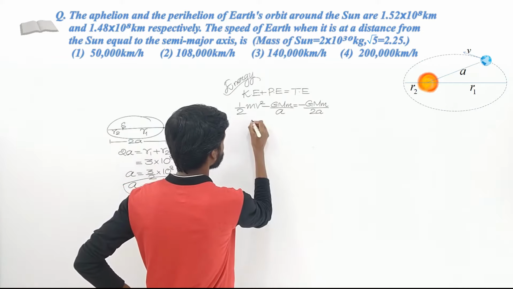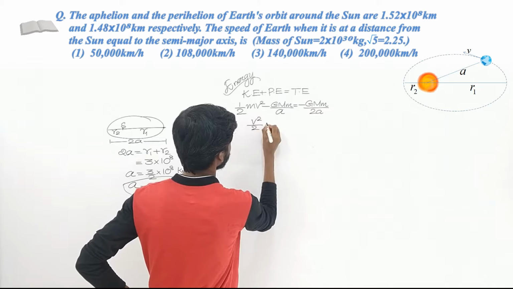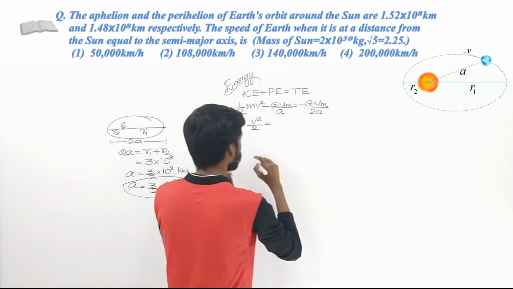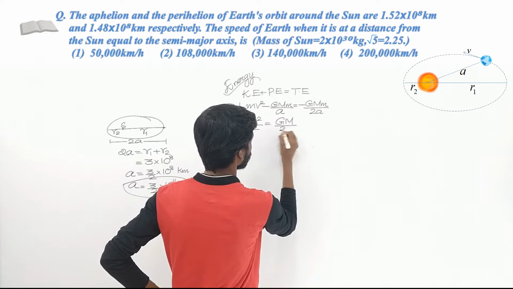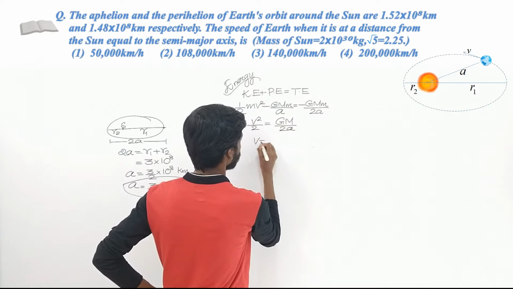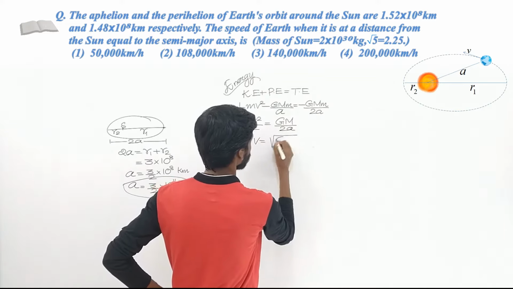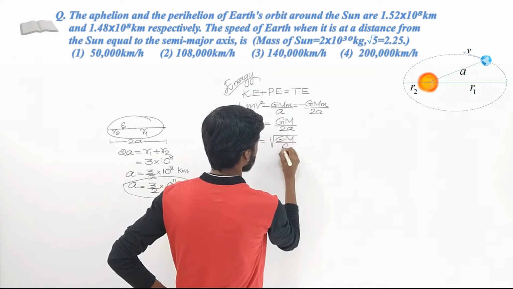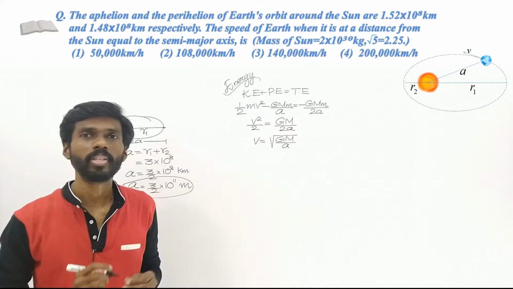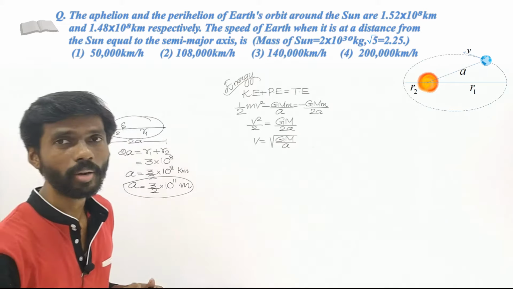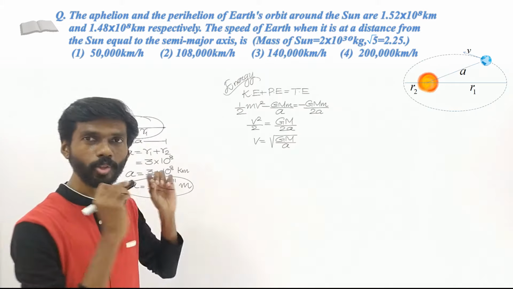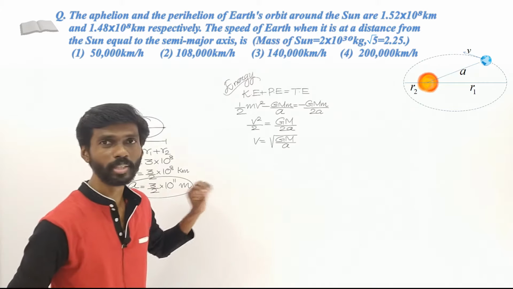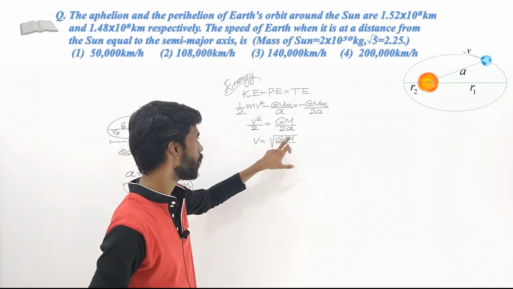So divide by m. So v squared divided by 2 equals, if you just add these two values, we get GM divided by 2a. So this gives you the required value of v, square root of GM divided by a. So this is the speed at which our Earth is orbiting the Sun at that particular point. But unfortunately the options are given in terms of numerical values, so we'll have to go through the tedious process of substituting the values of G, M and a.